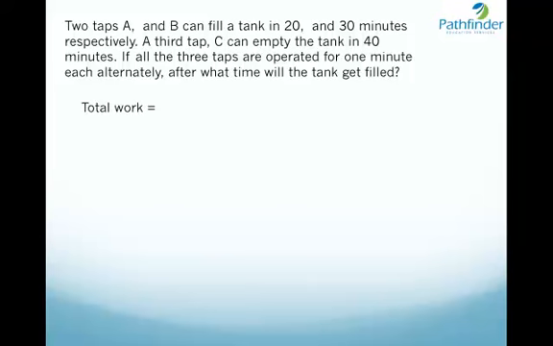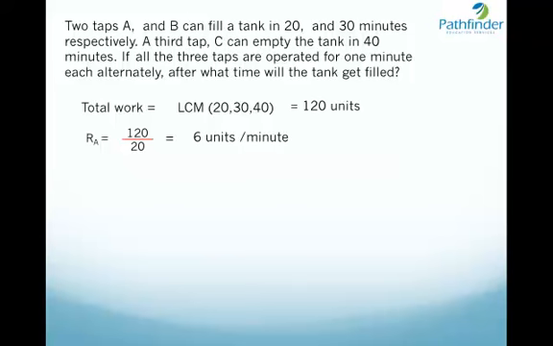So once again, we can assume the total work to be the LCM of the three times given: 20, 30 and 40. The LCM of 20, 30 and 40 is equal to 120 units. So we assume that the total work, or the total units of water to be filled, is 120 units. So what is the rate of filling of A? Rate of filling of A is 120 by 20, that is equal to 6 units per minute.